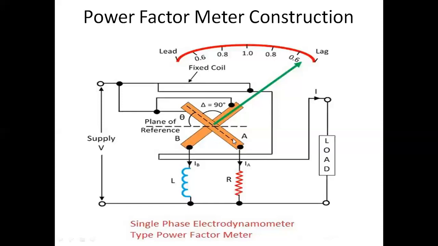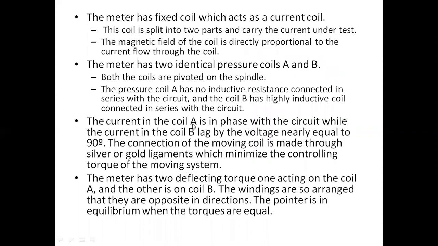See, one is A. The first part is connected with A and the second part is connected with B. Now, with A, a high resistance is connected. A resistive circuit is connected with the circuit A, and a high inductor is connected with the line B, which is perpendicular to each other. This A and B are perpendicular to each other.